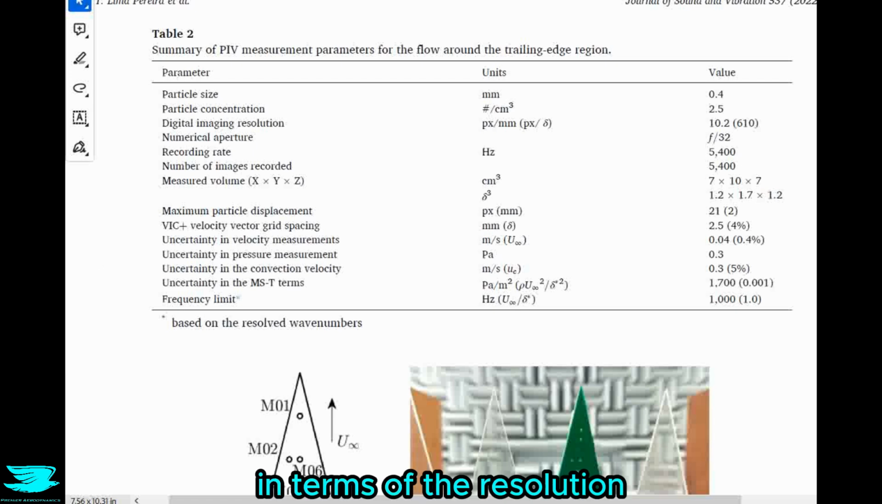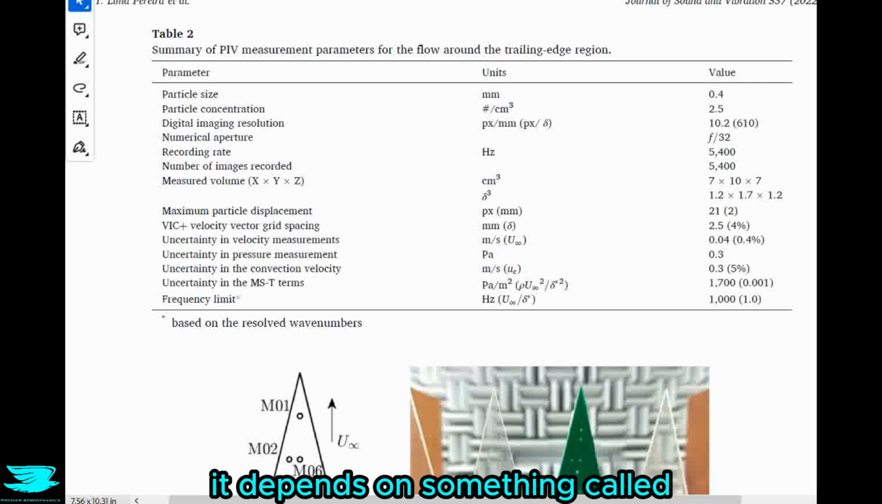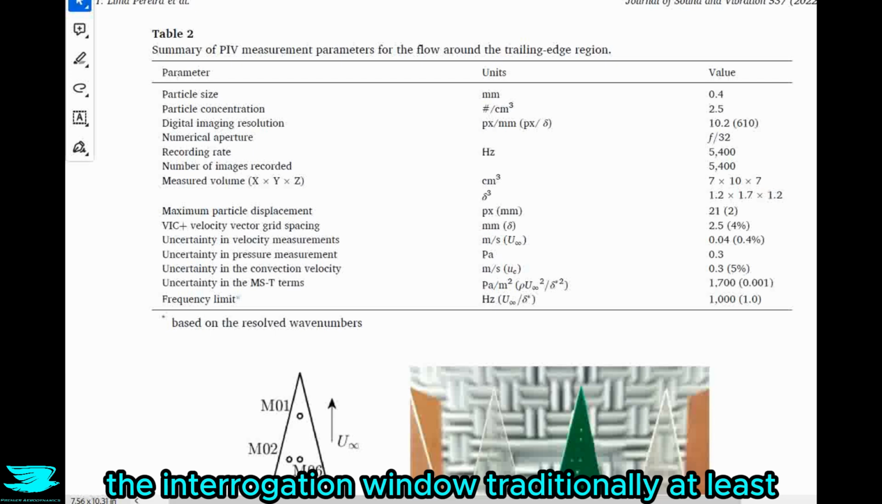In terms of the resolution, they say that there are 10 pixels for every millimeter. Now, this is something important here. When we say 10 pixels per millimeter, we don't actually mean that the resolution is 0.1 millimeters, because it depends on something called the interrogation window, traditionally at least.